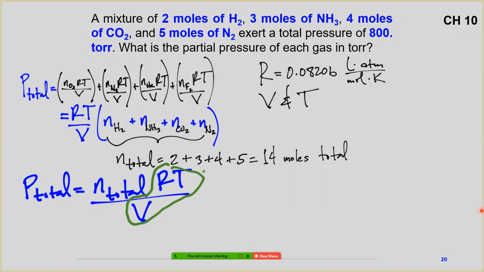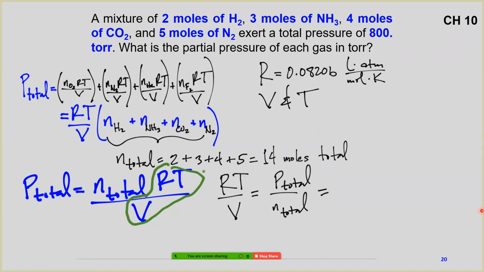So how do we do that? Well, all you have to do is divide the total pressure by the total number of moles. Okay, so RT over V equals P total divided by N total. Okay, let's do that first.